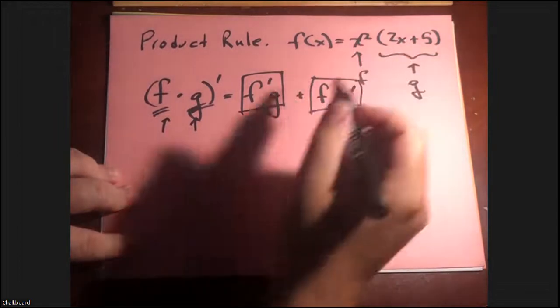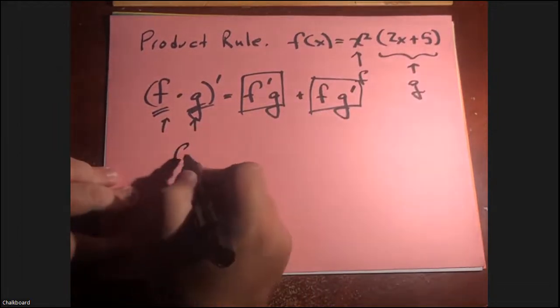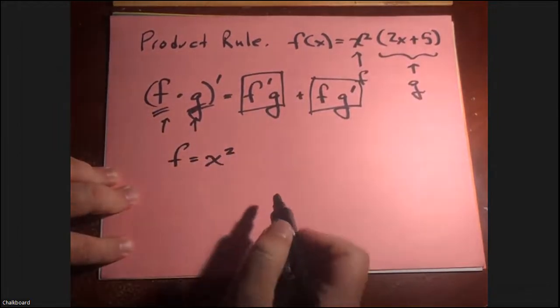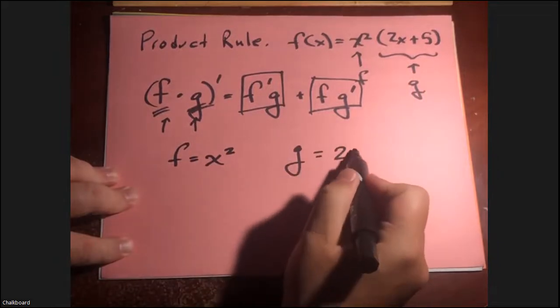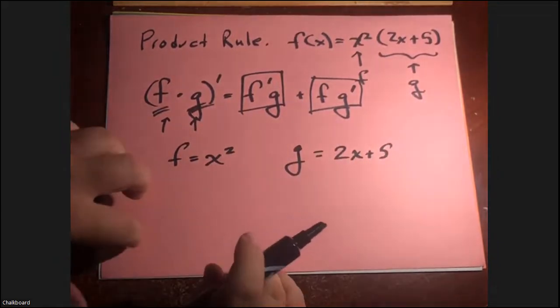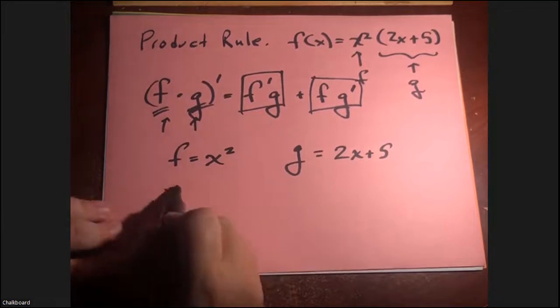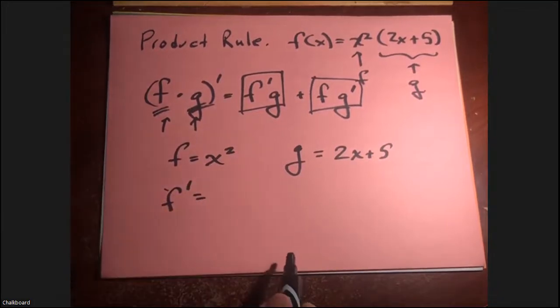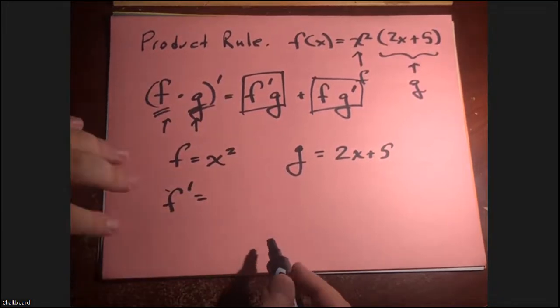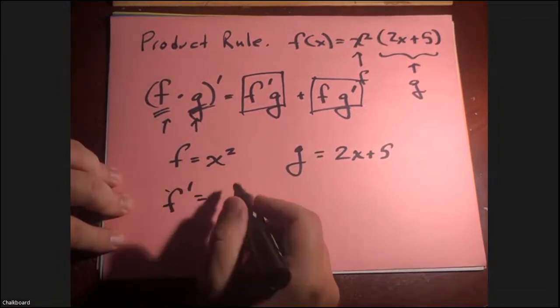So if we did it to this one, we would start by saying, well, I guess f in this case looks like x squared, and g in this case looks like 2x plus 5. Great. So what therefore is f prime? You might recall learning yesterday, or was that Monday, that when you have a power rule like x squared, this one is elementary.